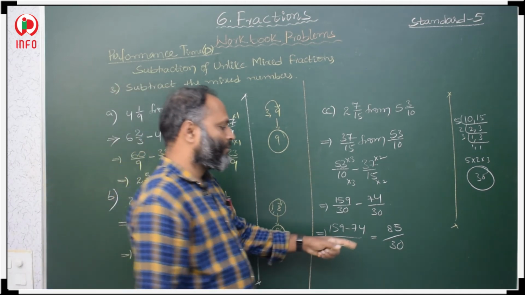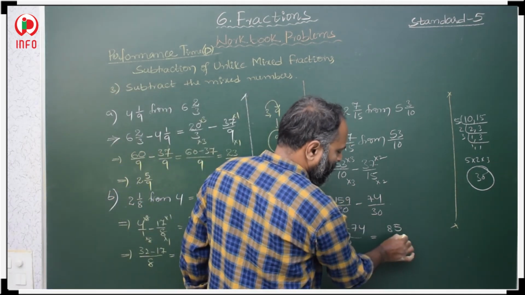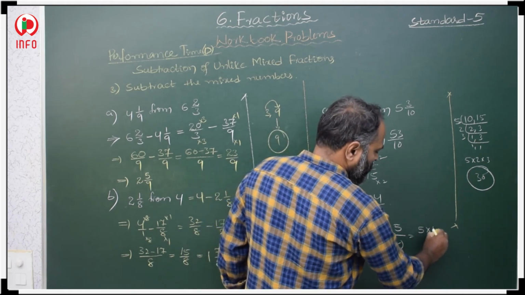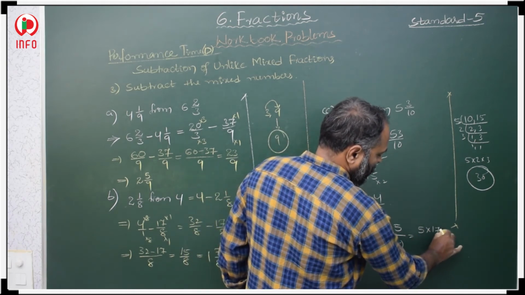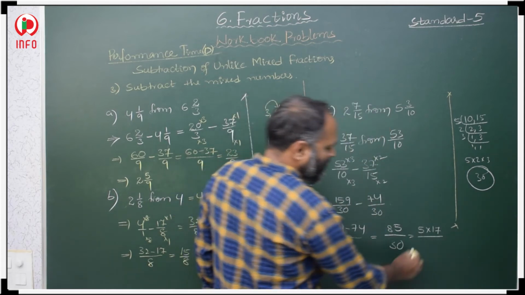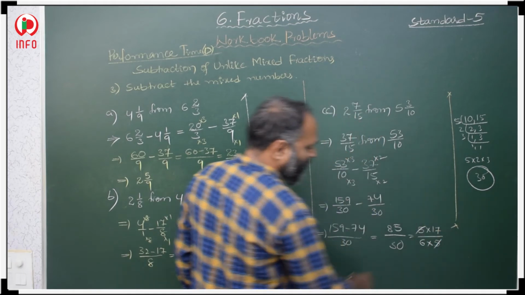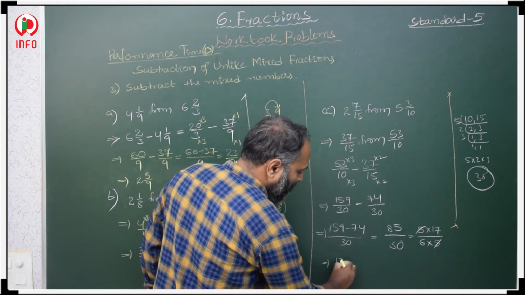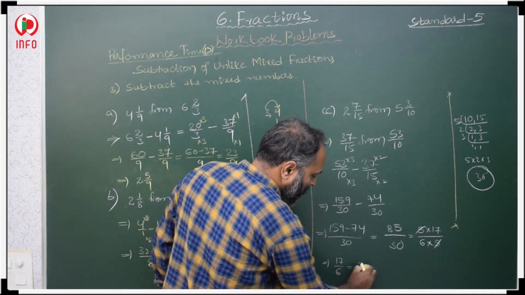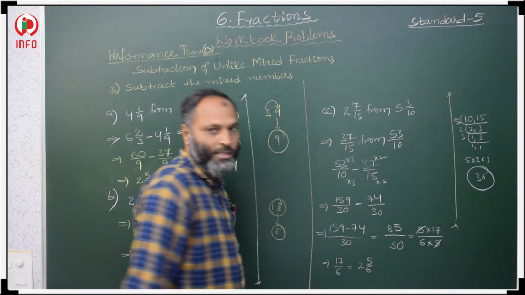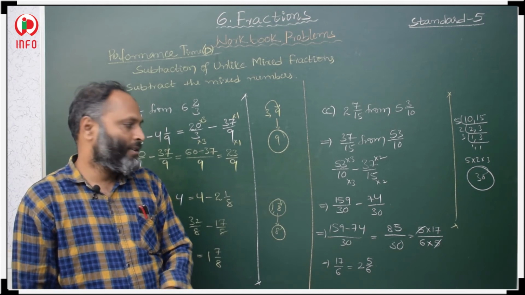Then 8 by 30, we divide. 5 7s are 35, 6 5s are 30, 5 5 cancel, 17 by 6, that is 2 5 by 6. This is the answer. Okay.